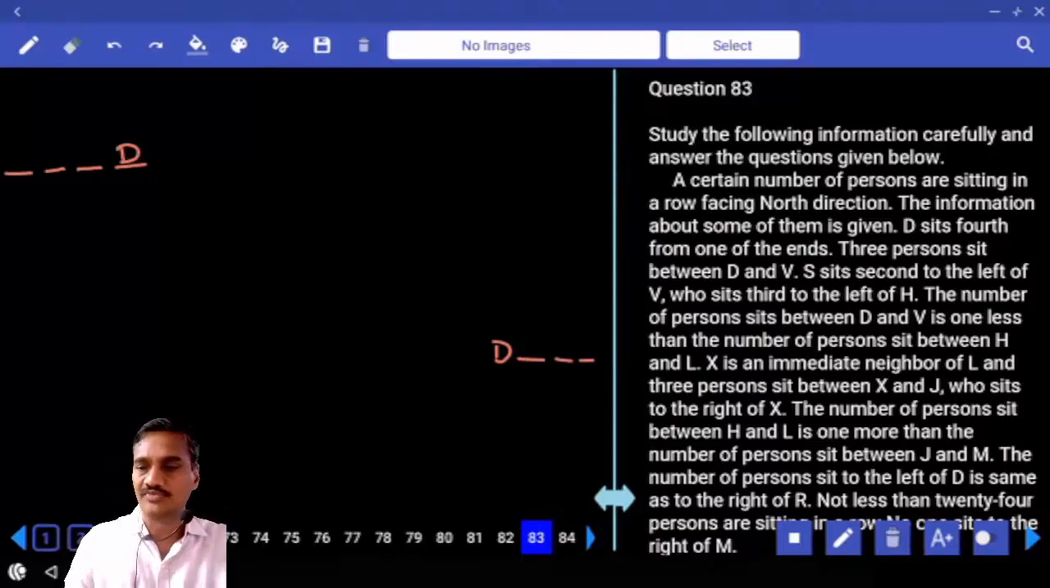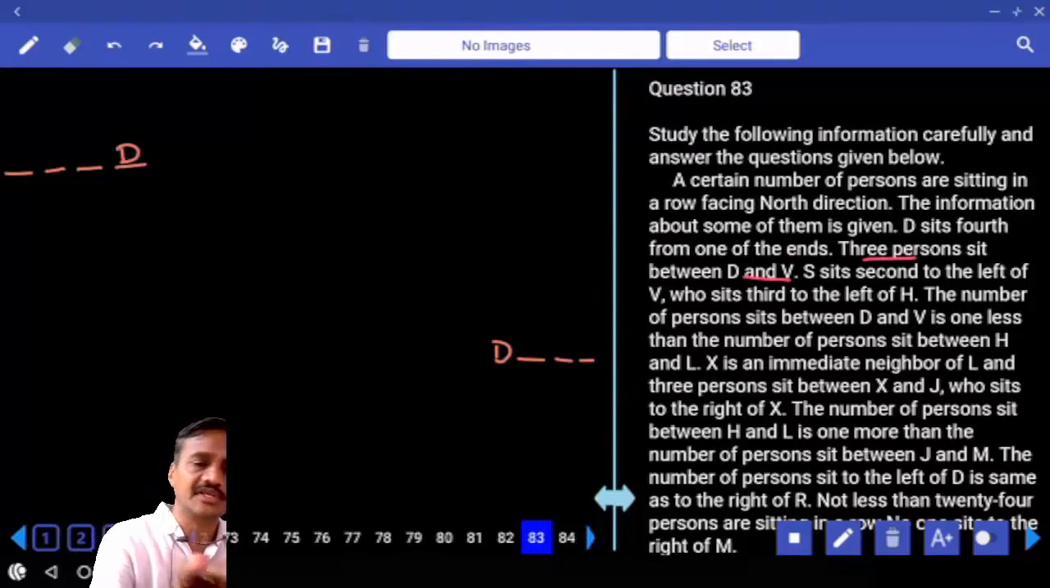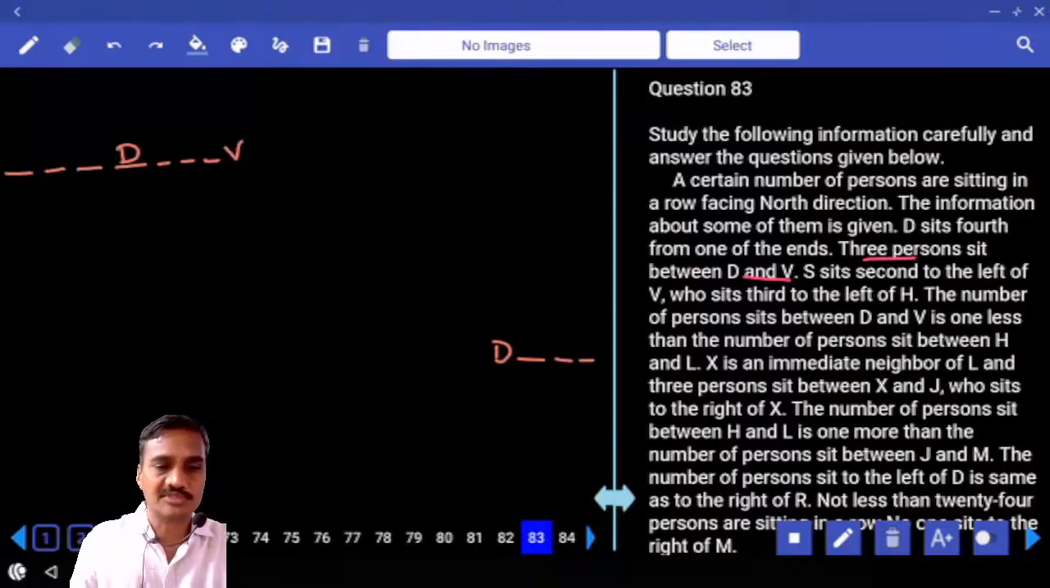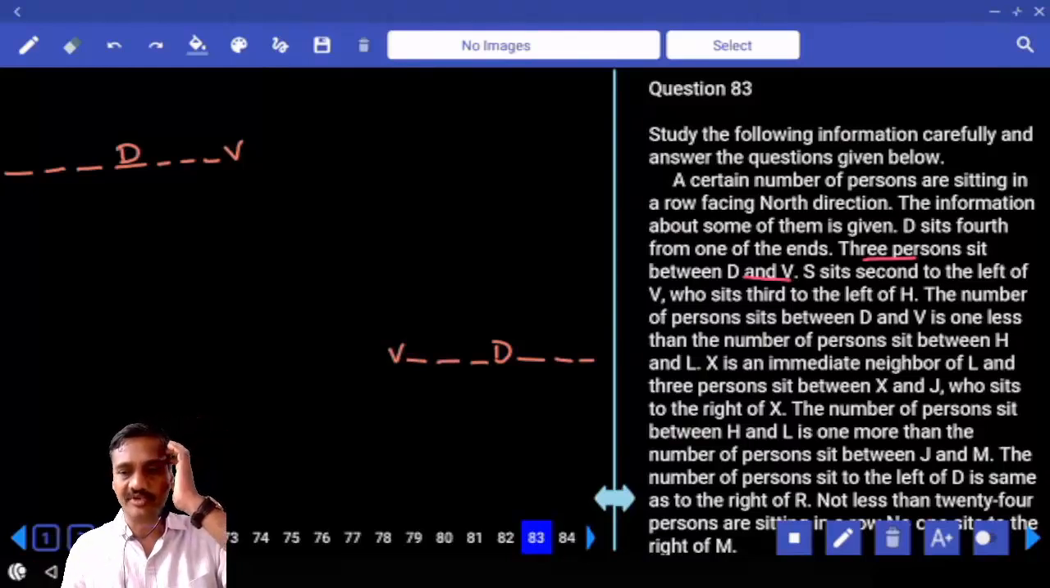D sits fourth from one of the extremes of the row. And there are only 3 persons between D and V. Hence, in the first case, V must be to the right-hand side of D, because there must be exactly 3. And in the second case, between V and D, there must be exactly 3 people.